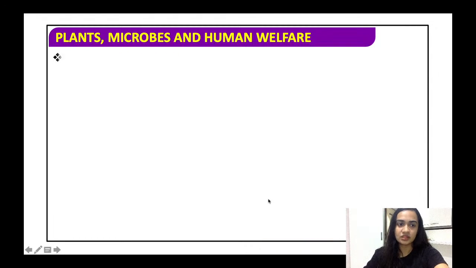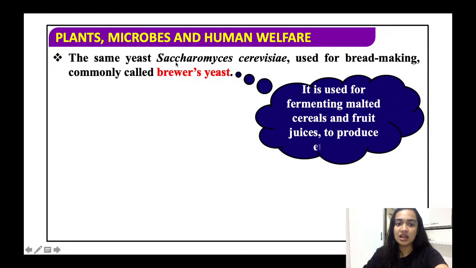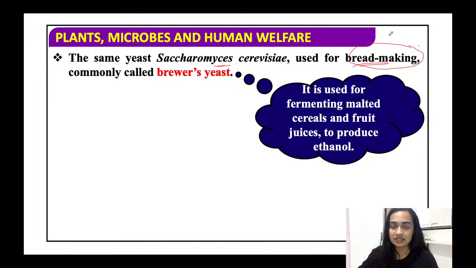Yeah. So the same yeast that is Saccharomyces cerevisiae. ठीक है, Saccharomyces cerevisiae हमने कहा था ब्रेड मेकिंग में भी यूज होता है. ये हमने house hold वाले में पढ़ा था. Now at industrial level, Saccharomyces cerevisiae को हम कहते हैं brewer's yeast. Please remember this term.